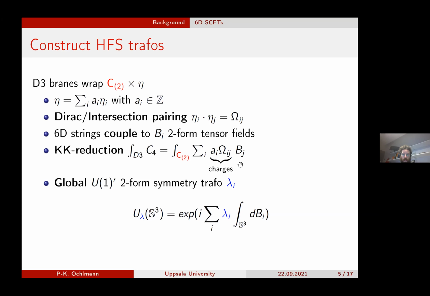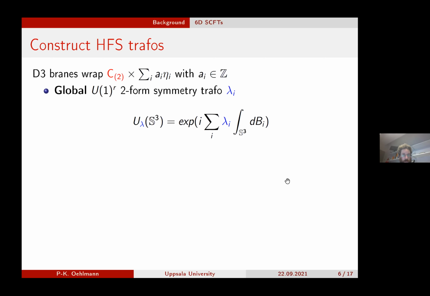So now, since you have these B_i, you can use the field strength of that to essentially define a two-form symmetry transformation. And the symmetry transformation parameter I call lambda_i. And if you write it down, the way it works is, and here I use as my manifold a 3-sphere, it's going to be some exponential which goes over the symmetry transformation parameter and then sums over all the different B_i generators that I have. And then I integrate over its field strength.